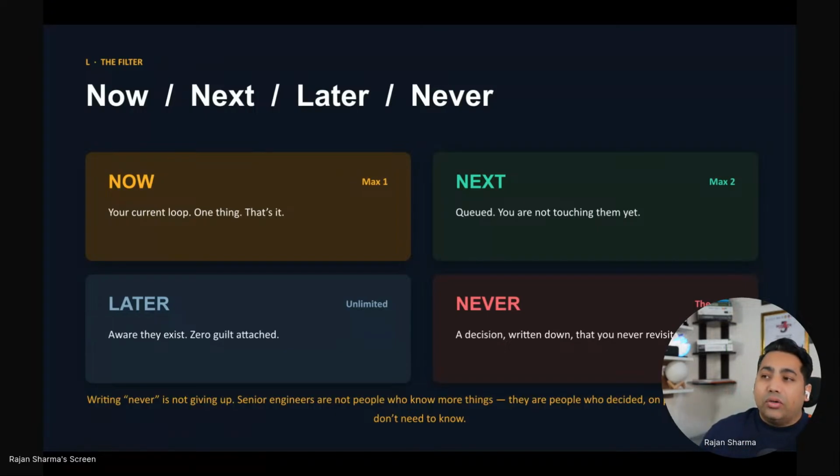Seniors are not those who know everything. Seniors know exactly what they need to get done and what they need to skip. What they skip always falls in the Never or Later category. That's what makes them good decision makers. Because if you need to learn something, why do you prefer the expert? Because the expert has spent most of the time on a niche, which is Now or Next.